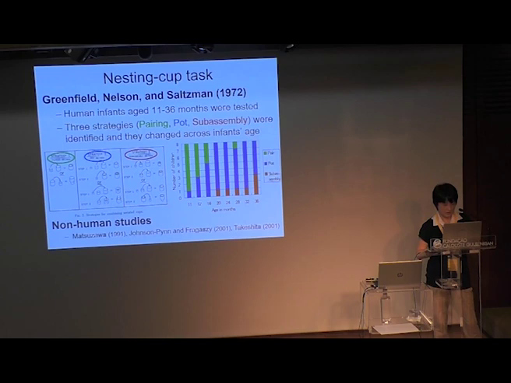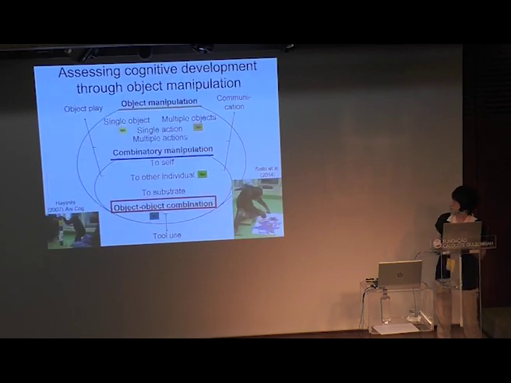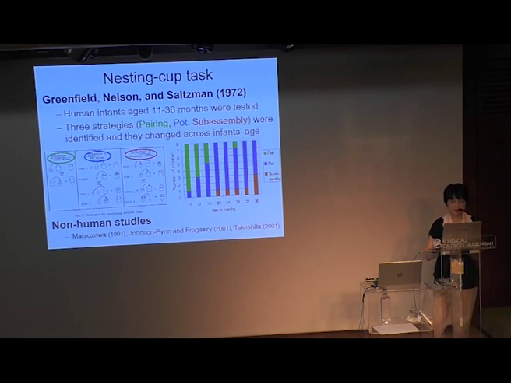To see object-to-object combination, focusing on the hierarchical complexity shown in it, I applied a nesting cup task. Many of you may know about the nesting cup tasks developed by Greenfield et al. back in the 1970s. Their idea was to test human linguistic capacity in the context of object manipulation by focusing on grammatical rules in cup manipulation. Some previous studies focused on the frequency of sub-assembly recursive strategies in human children and non-human primates, such as chimpanzees and capuchin monkeys.